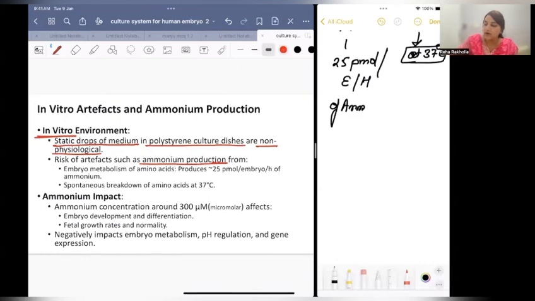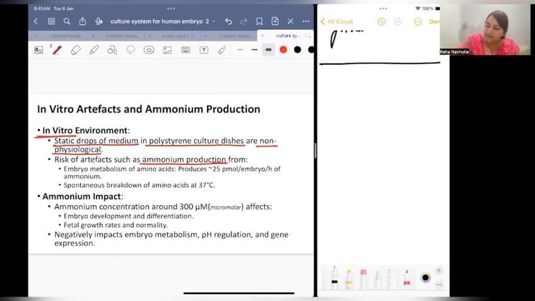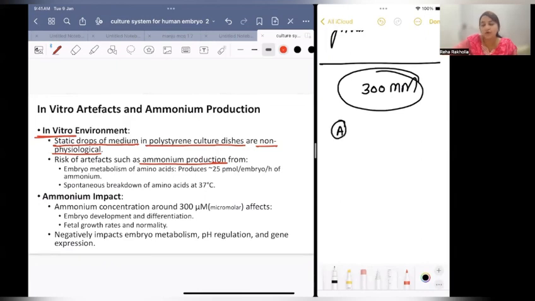Now, impact on embryo. What is the impact on embryo development of more ammonia? If ammonium concentration is more than 300 micromole, then first of all, it will affect the embryo development and differentiation. Second, it will affect the fetal growth rates and normality. Third, it will negatively impact the embryo metabolism, pH regulation, and gene expression.